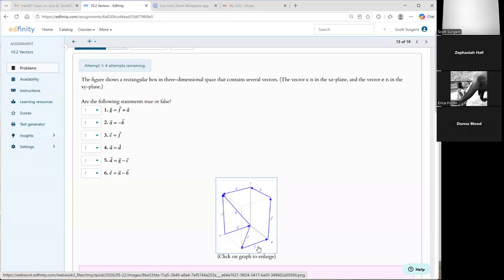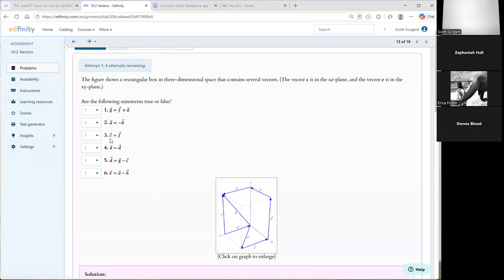No, J is actually in a different plane entirely. So B is up here. I don't think we have one. Like A and B, for example, are parallel but opposite. Okay. So A equals negative B and vice versa.